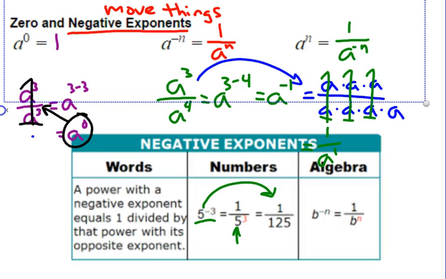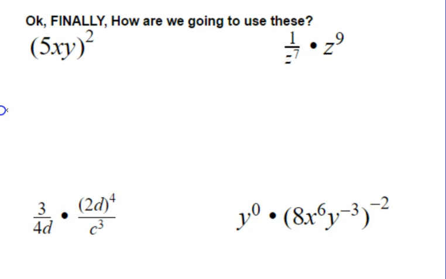exponent. It's not a negative exponent anymore. So here we go. We have some practice problems now. If you're feeling daring, give these a try. There's oftentimes many ways to do them, but I'm going to go through and walk through them step by step.